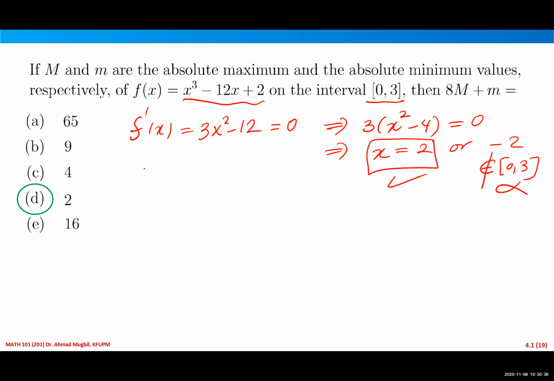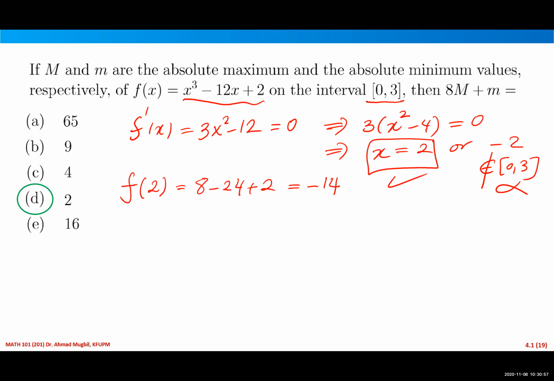Now this is step number 2, if you remember. Step number 1, step number 2: you will evaluate the function at 2. What is the value of the function at 2? It is 8 minus 24 plus 2, which is minus 14.